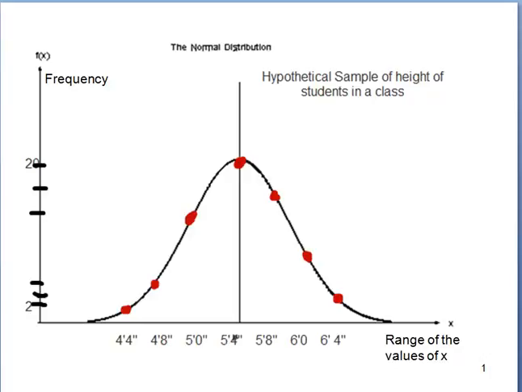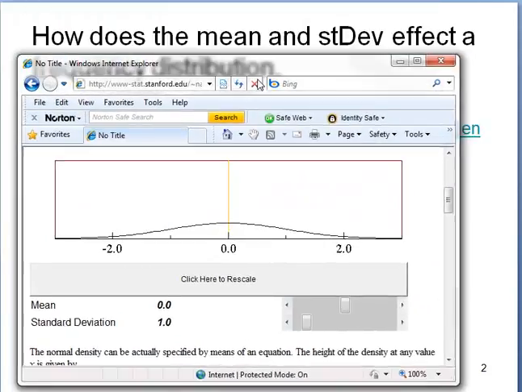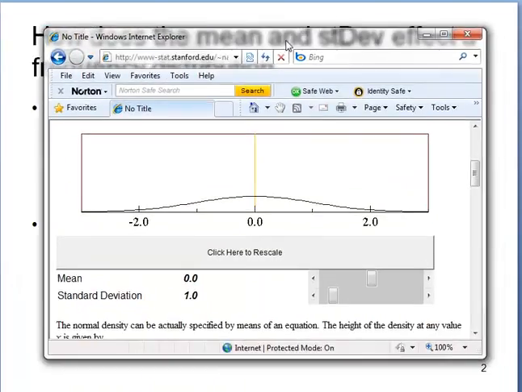And so we have a distribution of height, and it's a continuous distribution because some people might be 5'4½", someone might be 5'8¾". There's always something in between. If we observe how the mean and standard deviation affect the frequency, we did finding mean and standard deviation previously. Let's take a look at this website. It's an interactive normal curve demonstration.